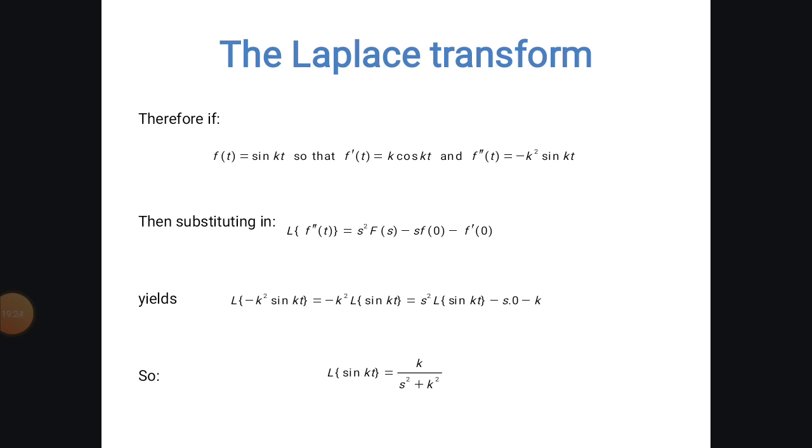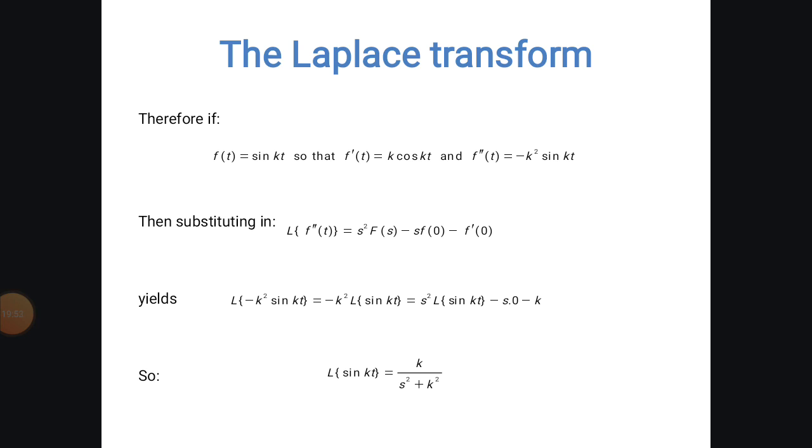So f of 0 is 0 minus f dash of 0, and f dash of 0 is, if we put t equals 0 in f dash of t, we are getting k into cos 0, that is k, right? So our value is s square Laplace of sine kt minus s into 0, that is 0, minus k. So the Laplace transform of sine kt is k upon s square plus k square.